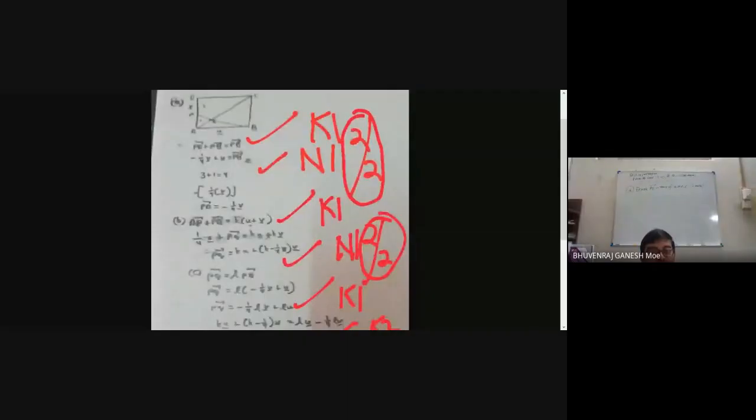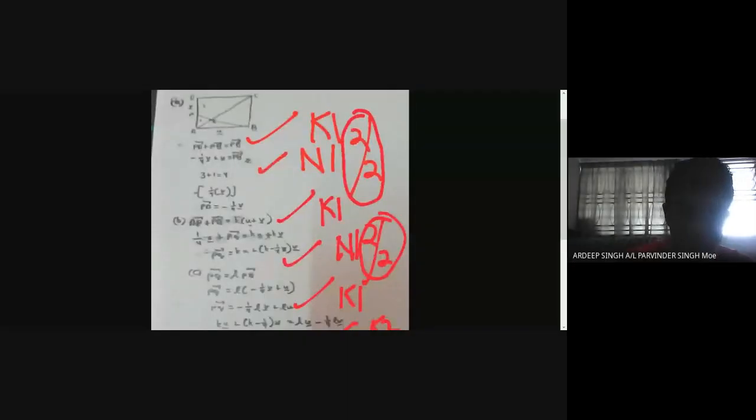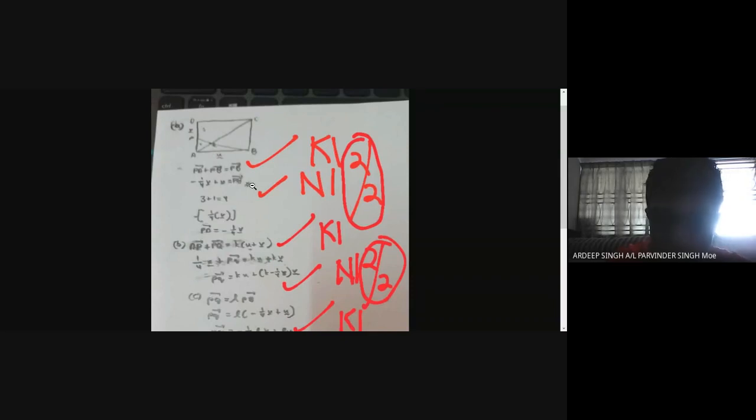If you can see, wait, now let me try. Let me present it. I show my answer. As you can see in my question, I want to find PB. So what I do is I take PA and AB to find PB. So what I get is minus 1 over 4 V plus U is PB.